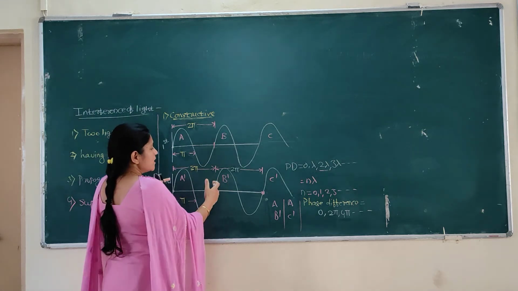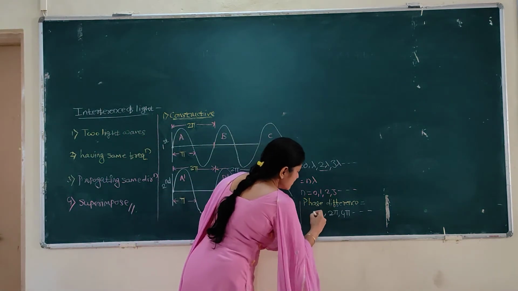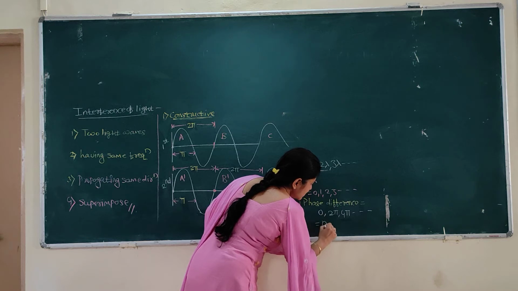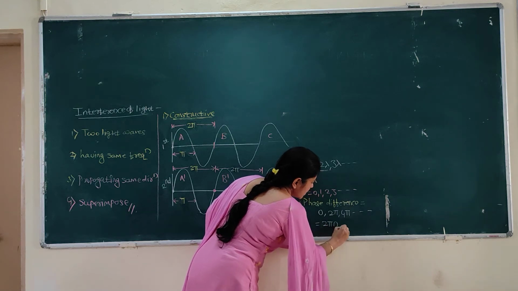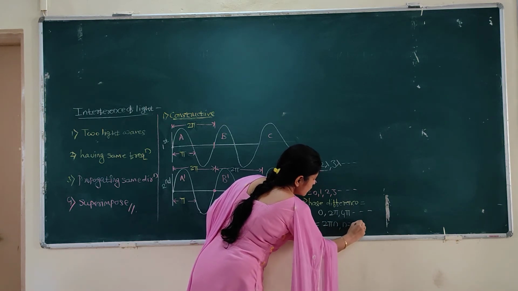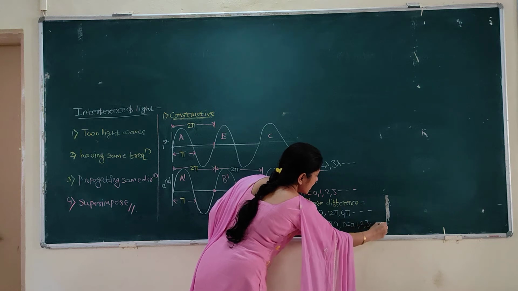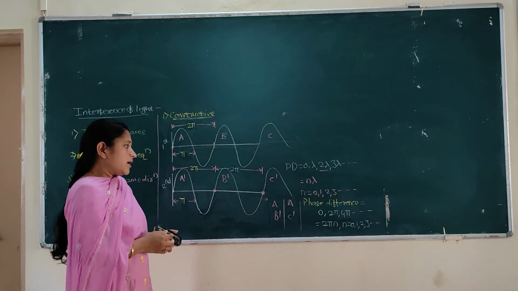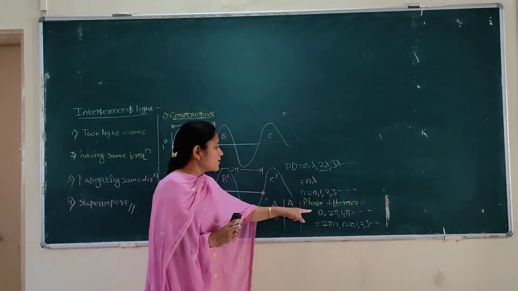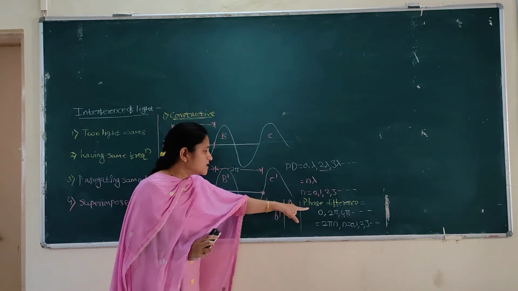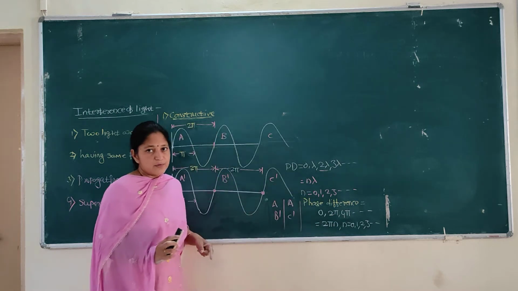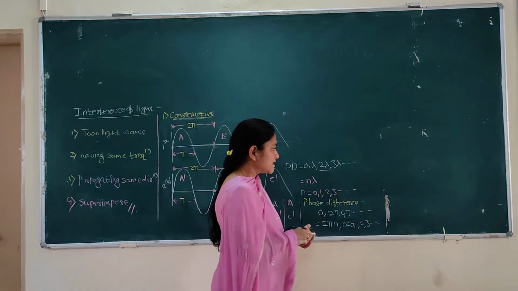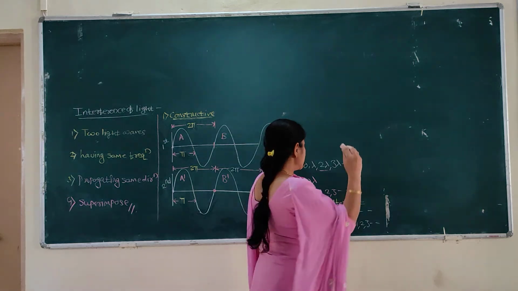Understood? So for n number of waves, we can write phase difference is equal to n into 2 pi, or we can write 2 pi n. Here also n is equal to 0, 1, 2, 3 and so on. Understood phase difference? So for constructive interference, phase difference is 0, 2 pi, 4 pi and so on. Now after that we discuss the destructive interference.